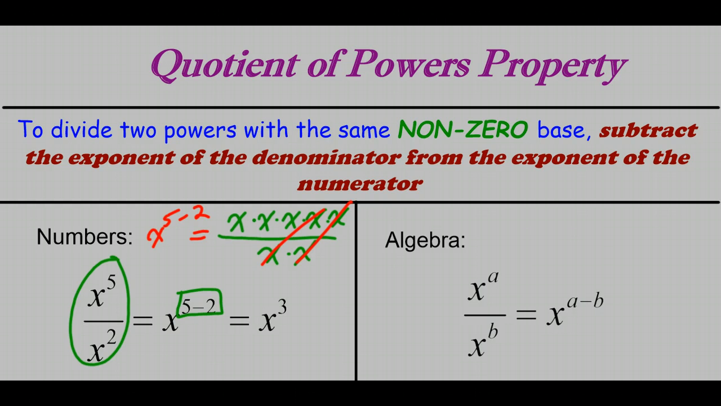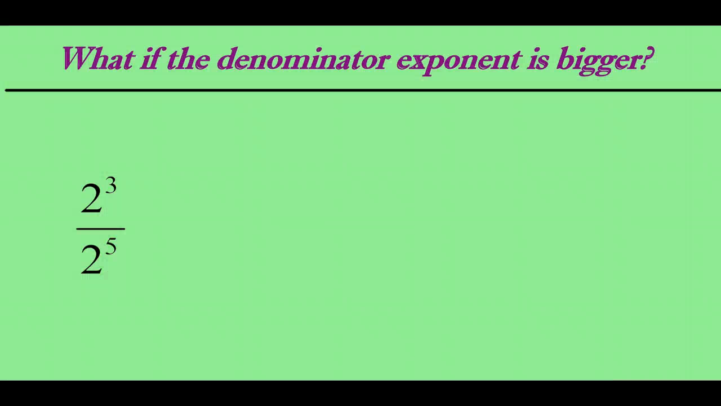So with those things in mind, I want to take a look at what this might mean. 2 cubed divided by 2 to the fifth. So see what you can do with it. Play around a little bit and see what you come up with. Try it both using the quotient of powers property and using the expanding and canceling idea, and see what you come up with.